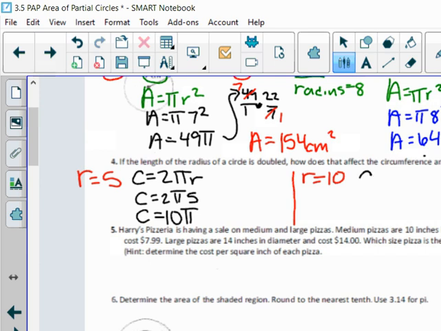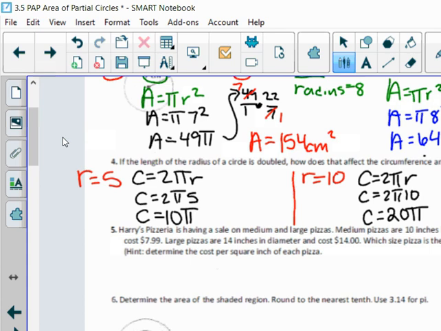So we're going to find the circumference over here, 2 pi r. This radius is 10. So that's going to be 20 pi. Okay. So what do we see happening with the circumference of those circles? When I double the radius, what happened to the circumference? I'm letting y'all absorb and think about it.